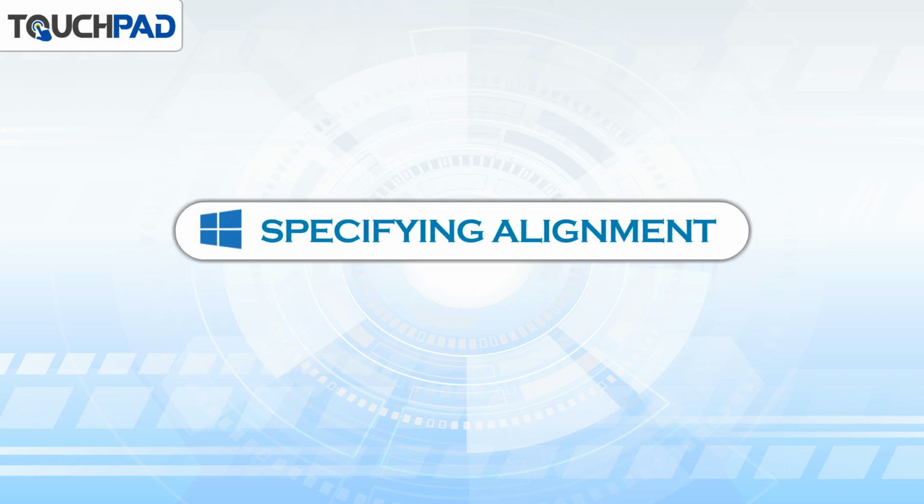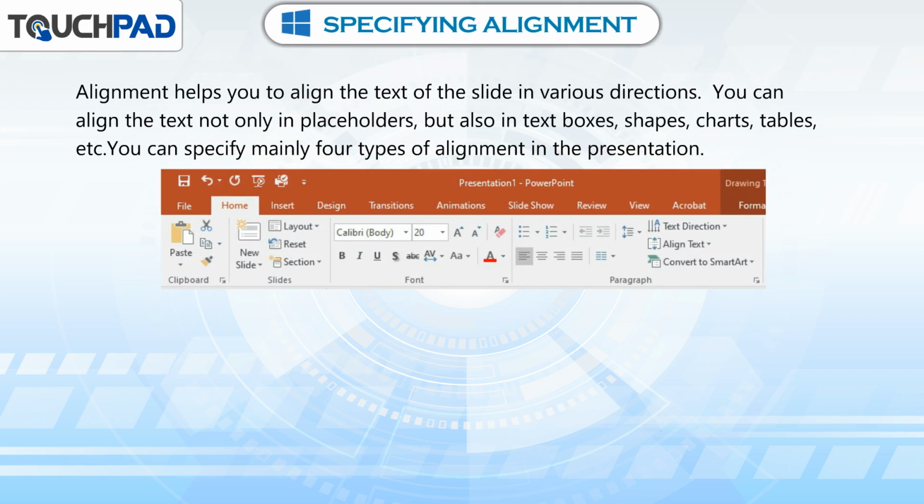Specifying alignment. Alignment helps you to align the text of the slide in various directions. You can align the text not only in placeholders but also in text boxes, shapes, charts, tables, etc. You can specify mainly 4 types of alignment in the presentation.